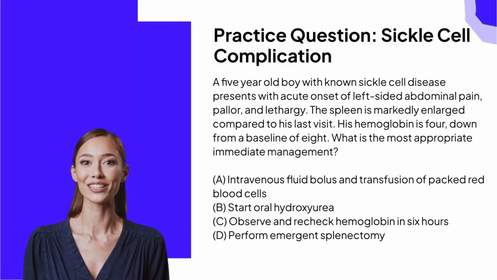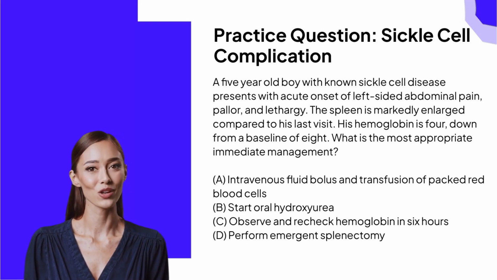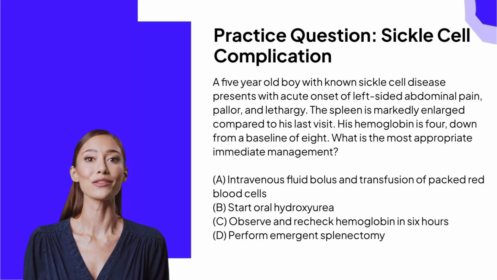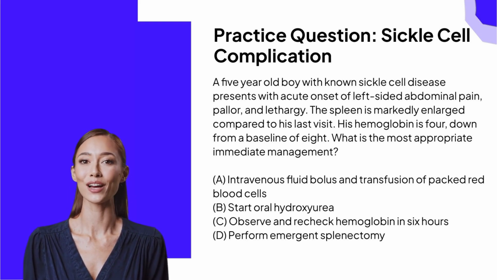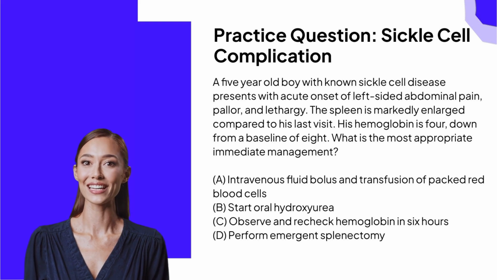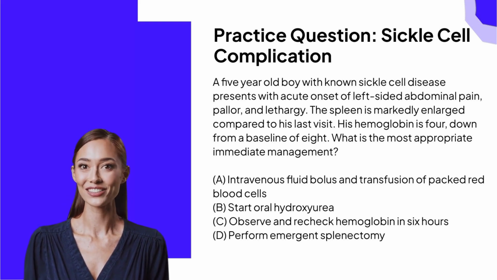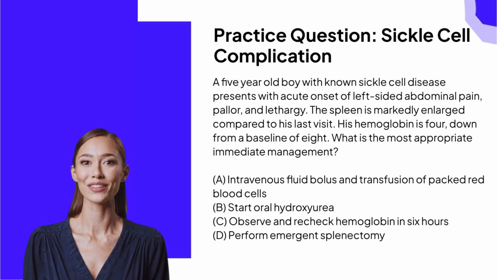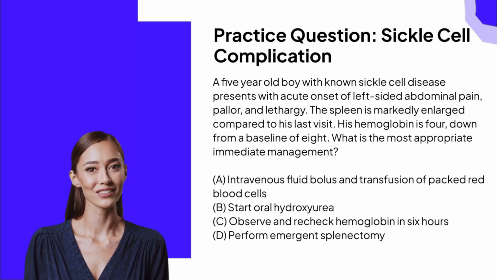Here is our third practice question. A 5-year-old boy with known sickle cell disease presents with acute onset of left-sided abdominal pain, pallor, and lethargy. His spleen is markedly enlarged compared to previous visits, and his hemoglobin has dropped from a baseline of 8 all the way down to 4. That is a dramatic and acute drop. Think about what acute sickle cell complication this represents and what needs to happen right away. We will walk through the answer next.